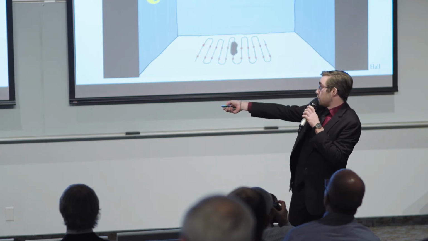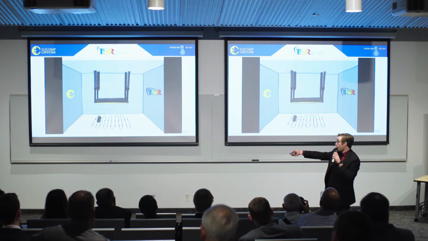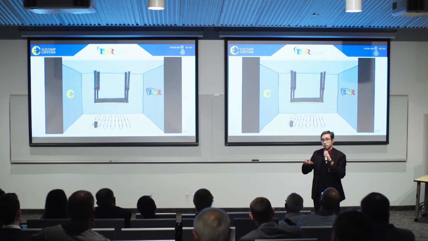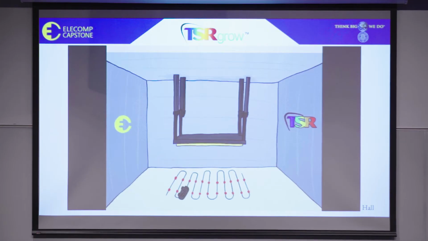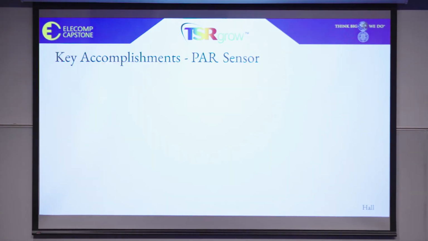We will use a robot to carry the PAR sensor across a predefined grid. Each red point is where the sensor will stop, take a reading, and then move to the next one. Above it is our mounting fixture. This will securely lift the light to the desired heights that need to be tested.